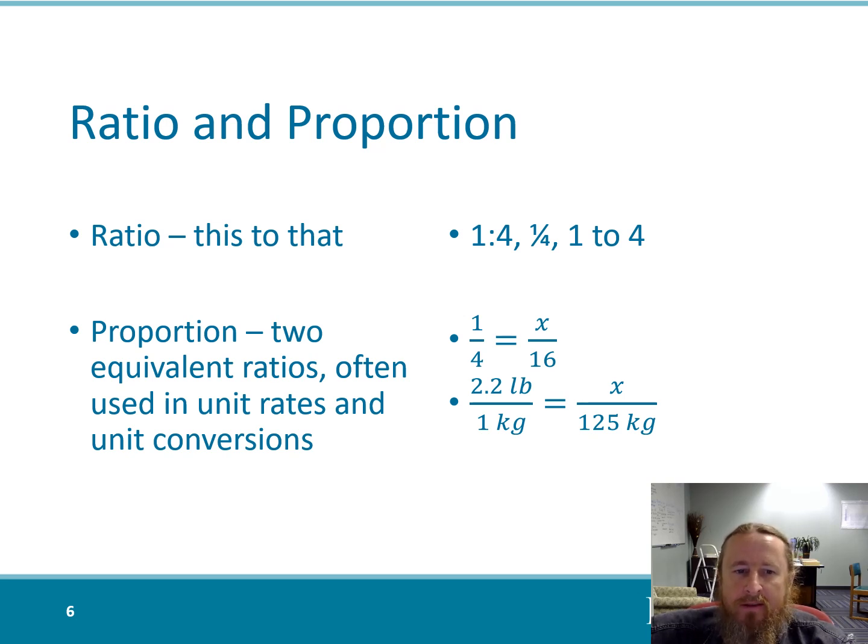We use these in unit rates and in unit conversion. So if I am converting from metric to conventional measure, I can say 2.2 pounds per every kilogram. On the other side, I have my pounds on the top, which I don't know, and how many kilograms I have. And if I follow the math, I will solve that proportion.